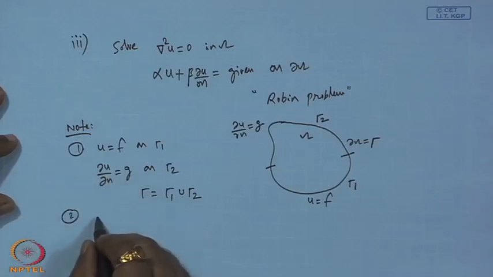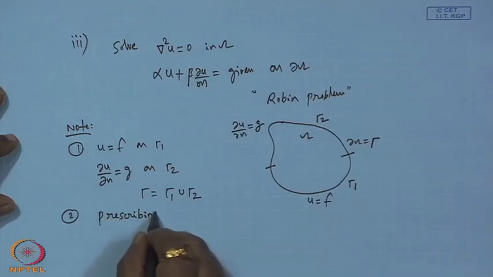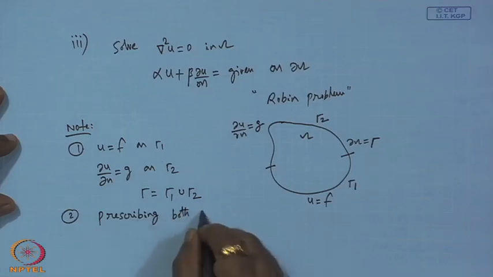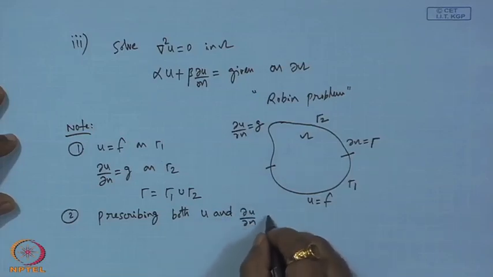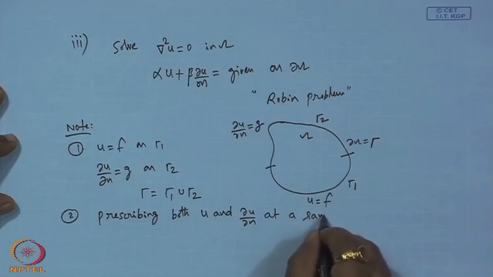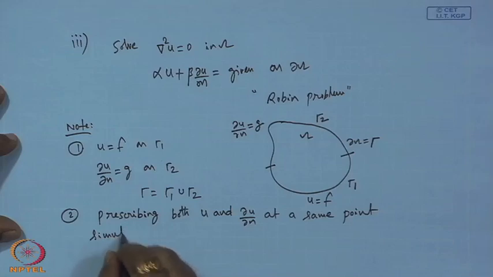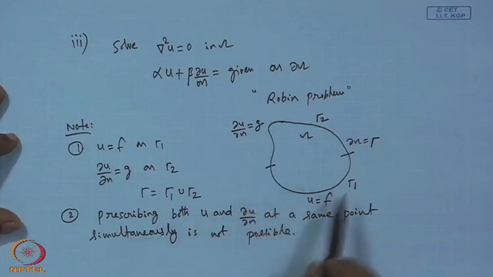However, note 2 is very important. Prescribing both u and the normal derivative at the same point simultaneously is not possible, because we cannot satisfy these two conditions simultaneously.